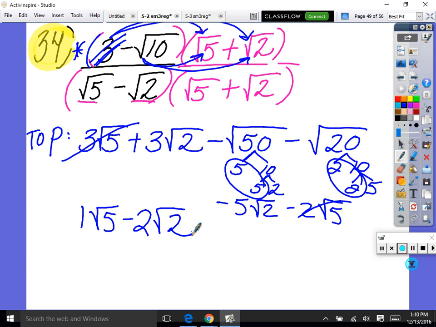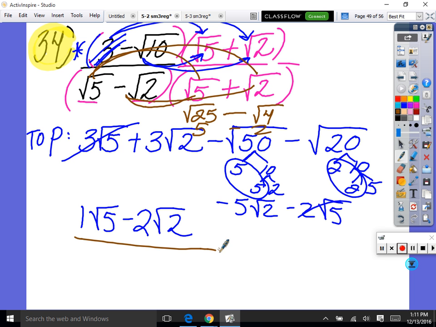Now, we're going to distribute out the bottom. Here we go. Positive square root of 5 times positive square root of 5 is square root of 25, correct? Now the middle term will be plus the square root of 10 minus the square root of 10, which will be 0. So then negative square root of 2 times positive square root of 2 is negative square root of 4. So isn't that 5 minus 2? Yeah. 5 minus 2, which is 3. So there's my final answer.